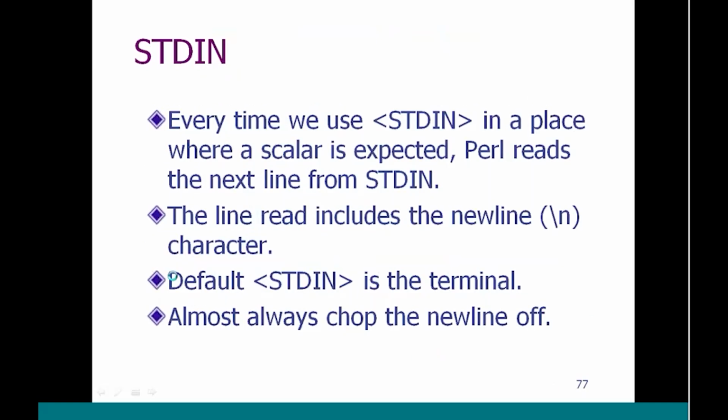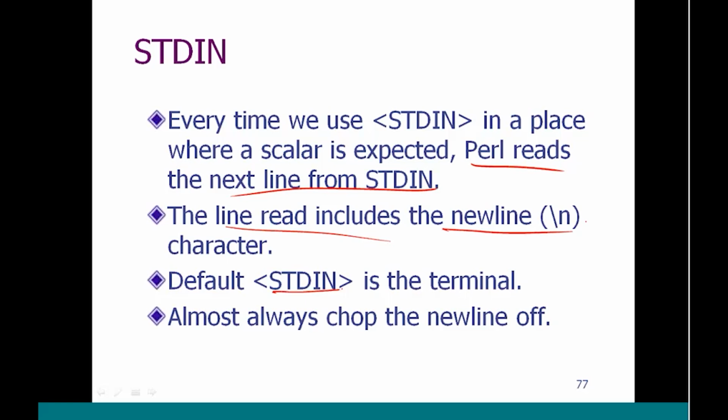The other thing that we talked about was the stdin. Every time we use standard in place of where a scalar is expected, Perl reads the next line from standard in. So essentially we can ask it to read any amount of text from the terminal by just using the standard in. One thing to note here is that the line read includes the new line character. So if you want to remove the new line character, you will do a standard in and then immediately do a chomp to get rid of the new line character.